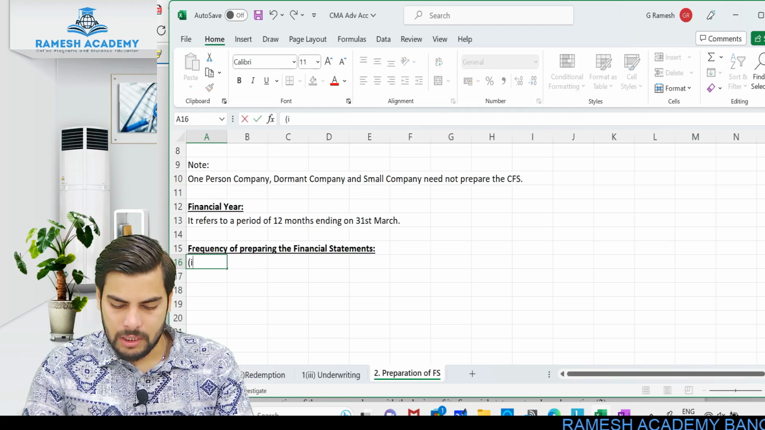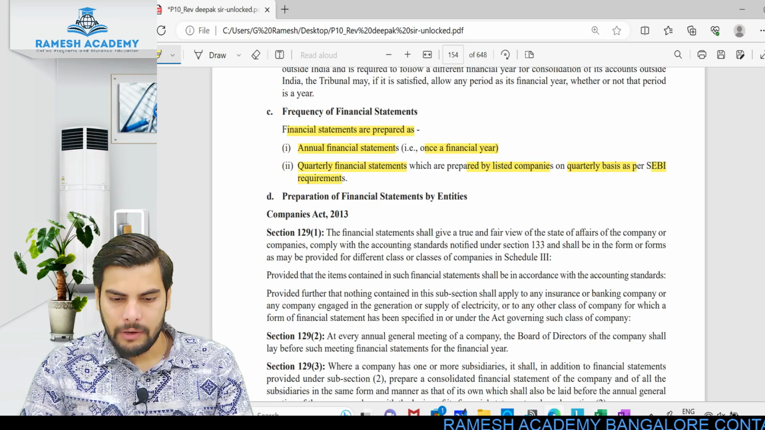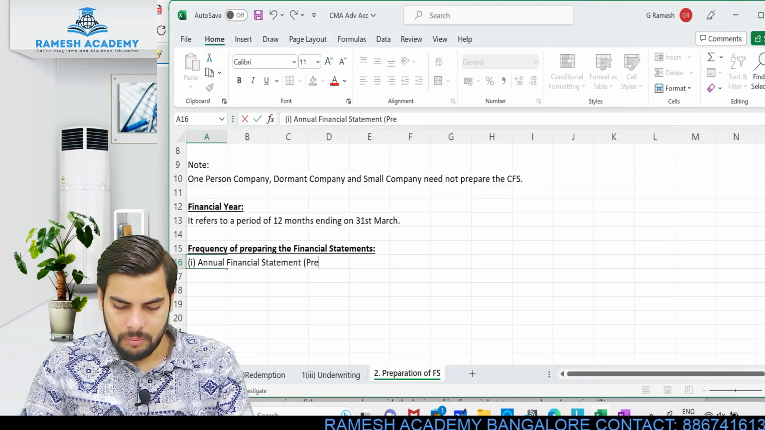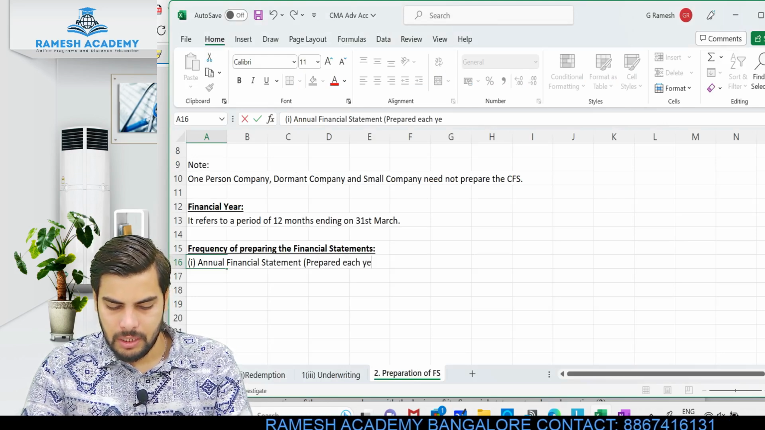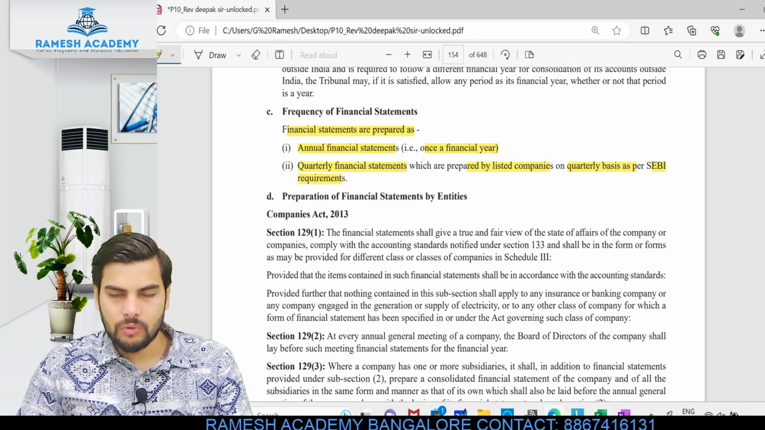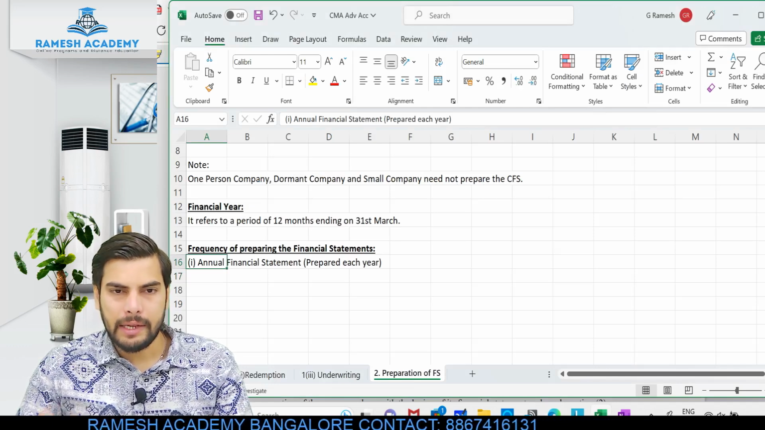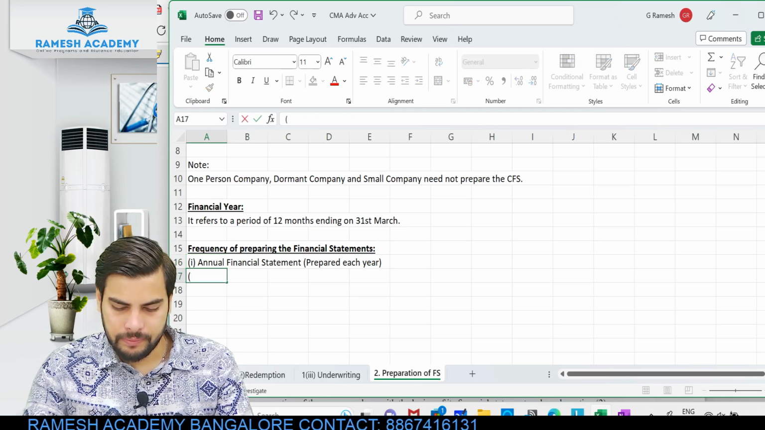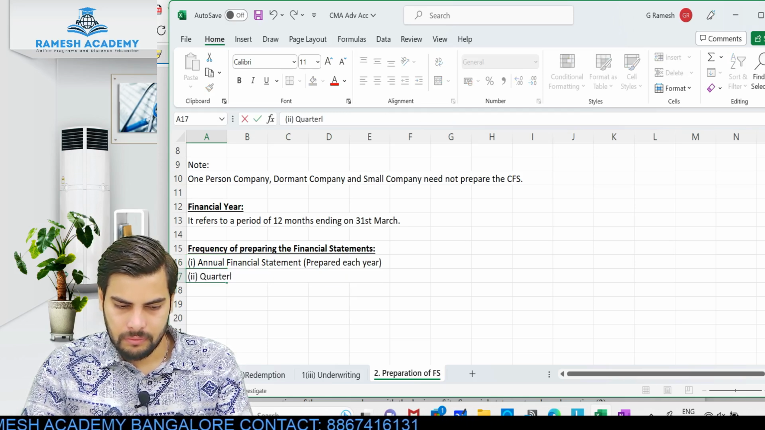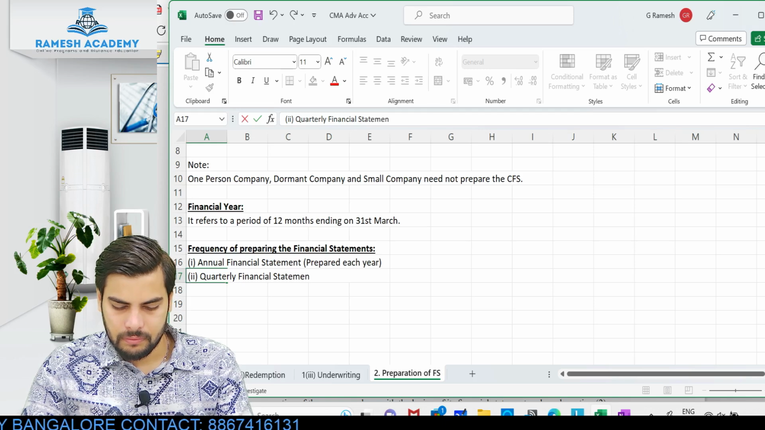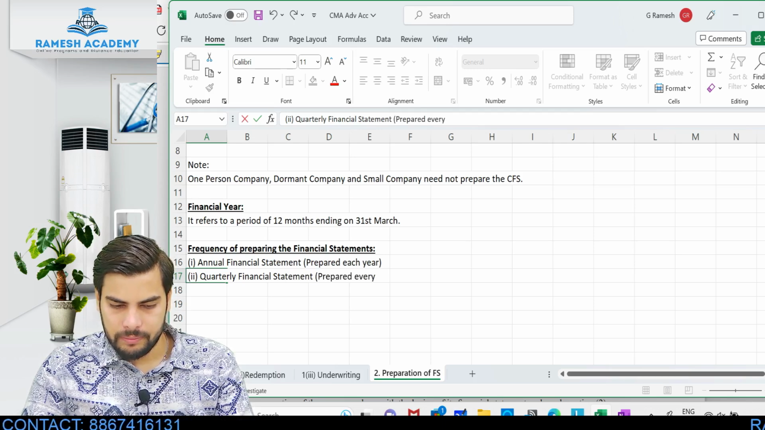Okay, so the first case would be the annual financial report, or you can call it the annual financial statement, prepared each year. So this will be prepared once in a financial year. Okay, so that is, at the end of the financial year they will be preparing this. Then the quarterly financial statement, prepared every quarter.